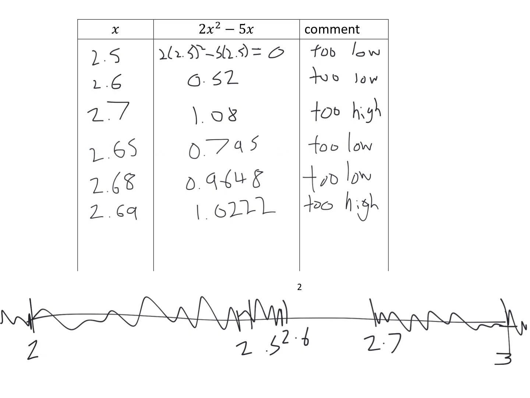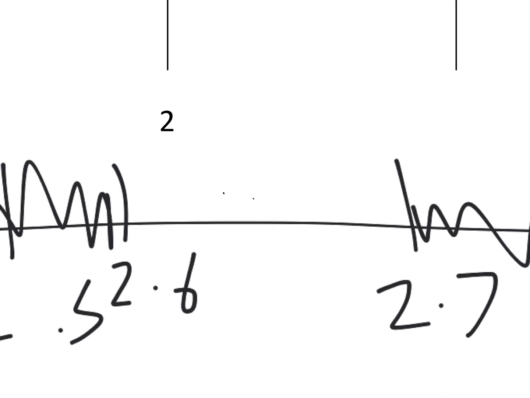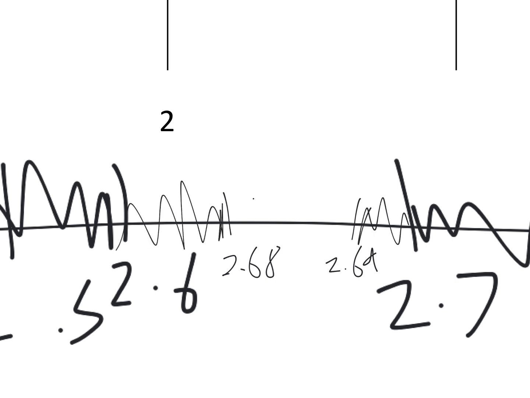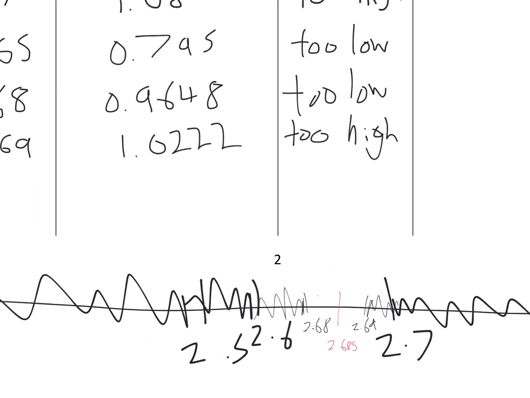This next one wasn't so useful, but then we got 2.68 and 2.69. Now the scale's not very good here, but it's hard to fit all this in. 2.68 was too low, 2.69 was too high. So our answer is between those. And when you get to that stage, if it says give it to 2dp, and you're having to choose between the two of them, that's the stage where you pick your midpoint, 2.685. That's the number halfway between 2.68 and 2.69. So that's the value we need to put into the equation.